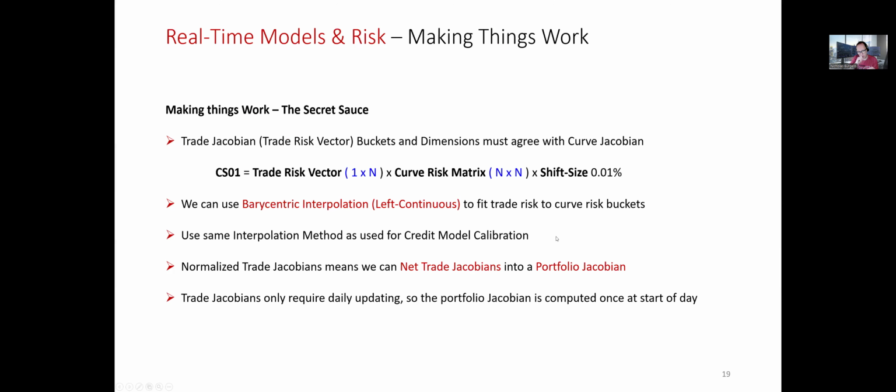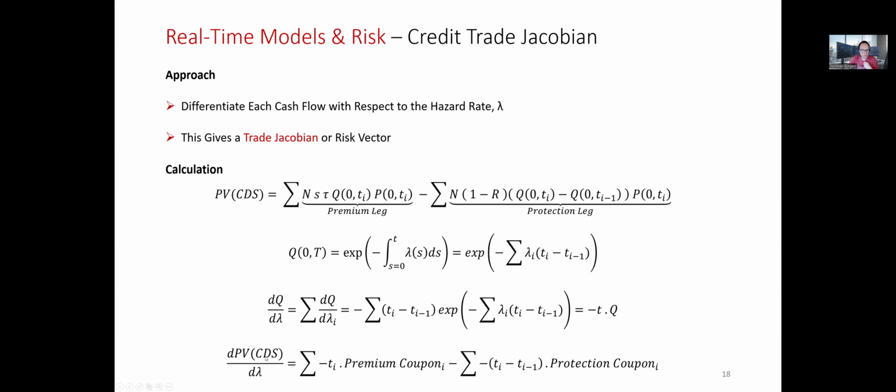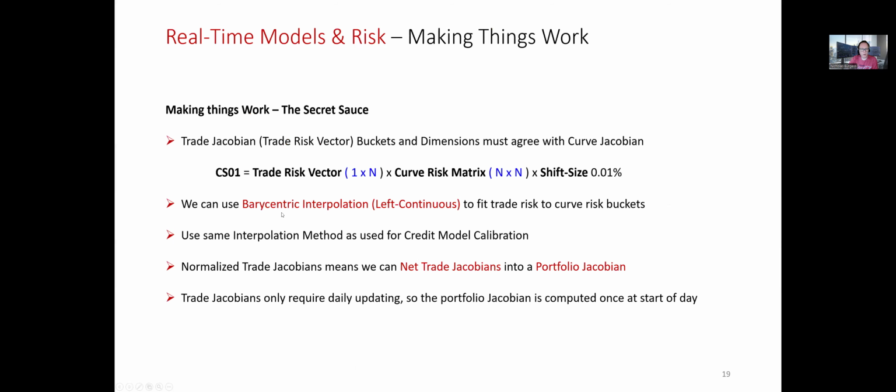And then we use barycentric interpolation to place each of the, so we use this formula here, dPV d lambda for the CDS. And so for each term in these summations, we use barycentric interpolation to place those risk components into the risk matrix buckets. So, for example, if we have a risk matrix with yearly buckets from 1 to 10 years, we would have to put all our coupons in buckets of 1 year, from 1 to 10 years as well.